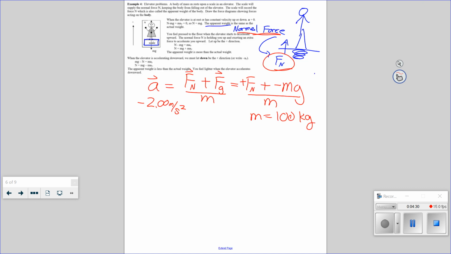So then, actually let's multiply: ma equals F sub n minus mg. Okay, so if a is minus 2, then we have minus 200, minus 200 what?